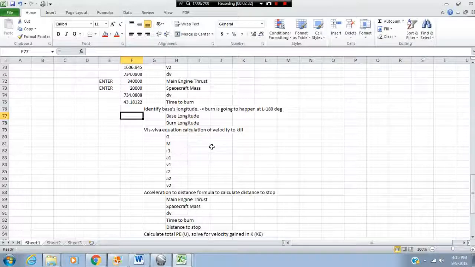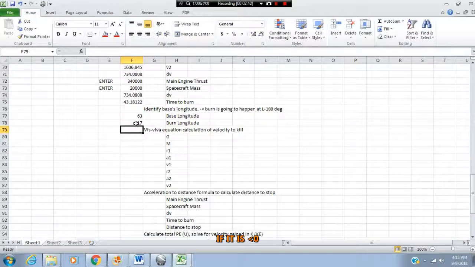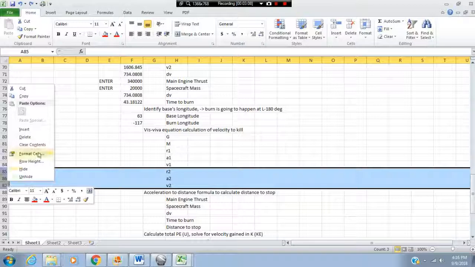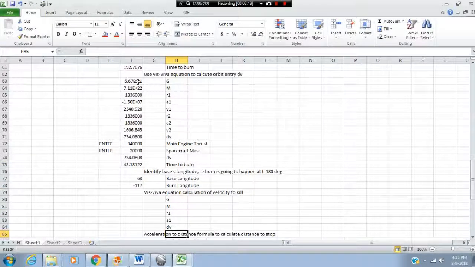Okay, so base longitude, I don't know, 63. Just subtract 180. And if it's less than 180, add 360. Basically straightforward. I don't need to because I'm just used to it. Okay, then we're going to get a vis-viva equation calculation of velocity to kill. We actually don't need these lower parameters here because the V2 is 0. So the delta V is actually V1.